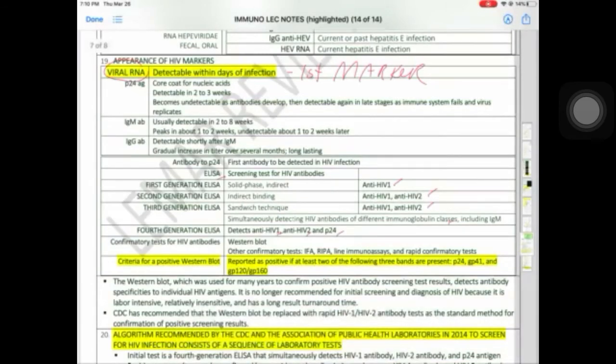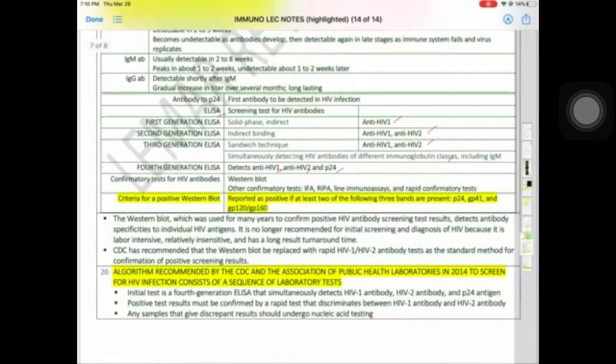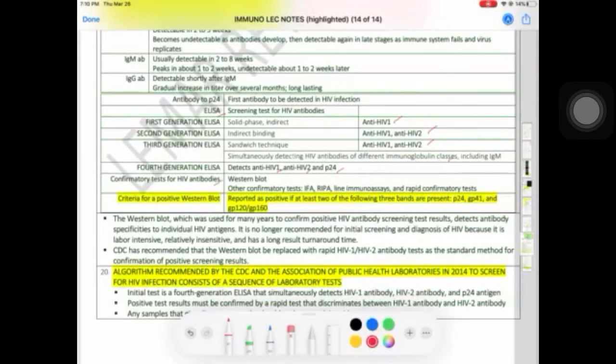Noong araw, the standard confirmatory test for HIV antibody was the Western blot test. Nung araw po ito, ngayon po kasi hindi na po ito yung standard confirmatory test for HIV antibody. Pero wag pa rin pong kakalimutan yung criteria of a positive Western blot test: 2 out of a possible 3 antibody bands. So antibody band to protein 24, GP41, GP120 or 160. So at least 2 out of these 3 possible bands.